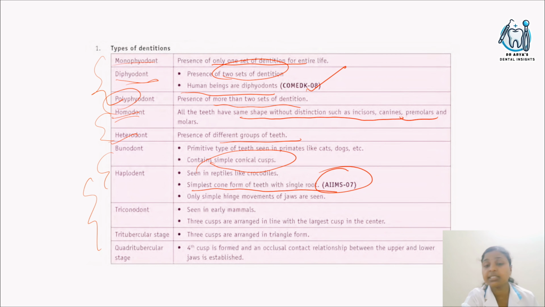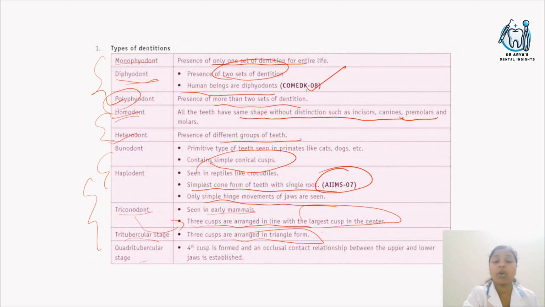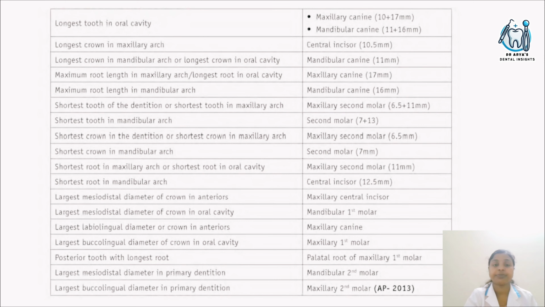It was asked in AIIMS exam, and it is seen in reptiles like crocodiles. Only simple hinge movements of jaws are seen. And triconodont is seen in early mammals. As the name suggests, its three cusps are arranged in a line with the largest cusp in the center. In the tritubercular stage, three cusps are arranged in a triangle form. And in the quadritubercular stage, the fourth cusp is formed and occlusal contact relationship between upper and lower jaw is established.